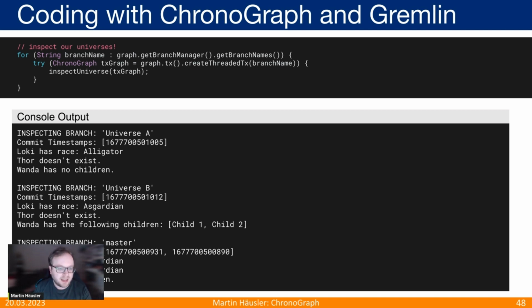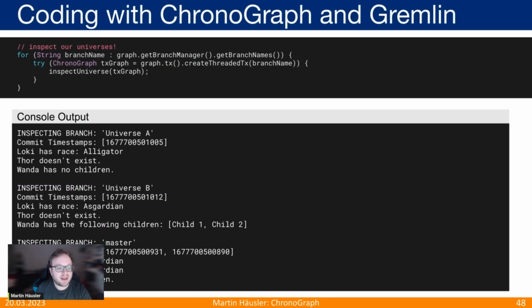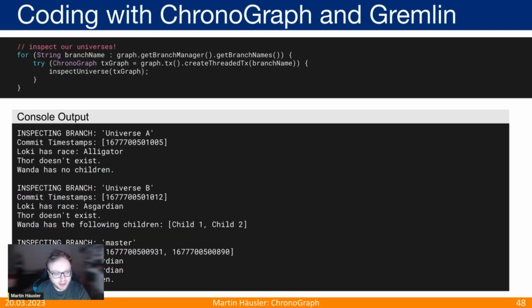And now, as you can see in the console output for universe A, Loki has race alligator because that's what happened to him. 4 doesn't exist. So if we go back again, as you can see, 4 was added on the master branch. So it's not on universe A at all. It doesn't exist. And Wanda has no children. Well, Wanda's children were added in universe B. So universe A would have no idea about it. If we inspect universe B, then Loki is still an Asgardian because it turned into an alligator only in universe A. 4 doesn't exist. It only exists on main. And Wanda has children, child 1 and child 2.